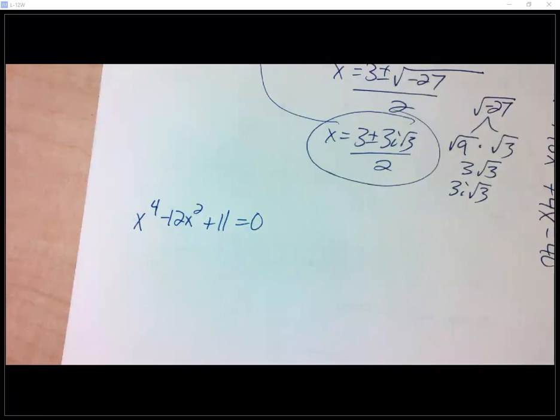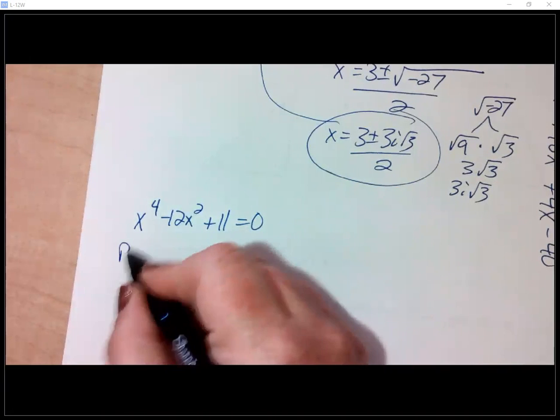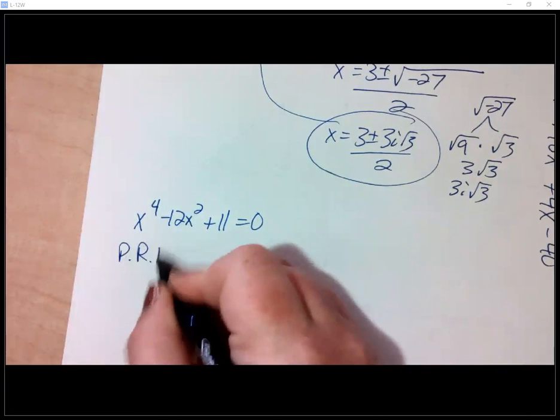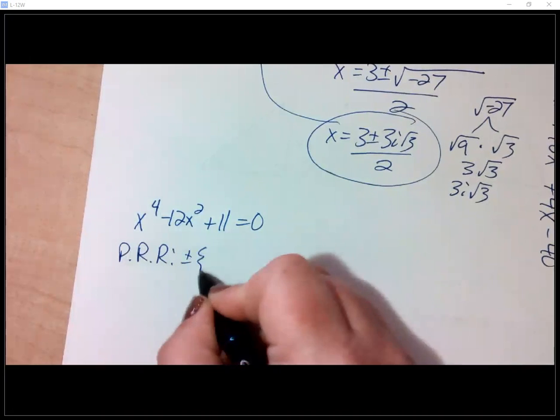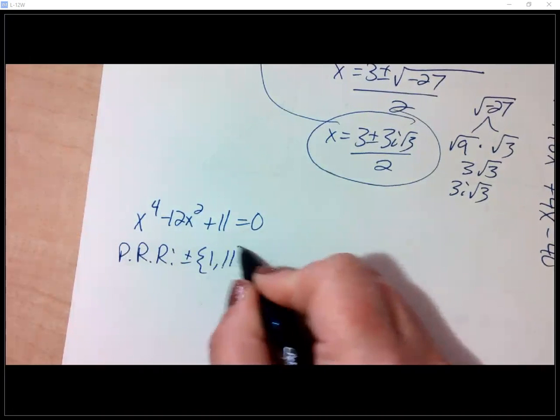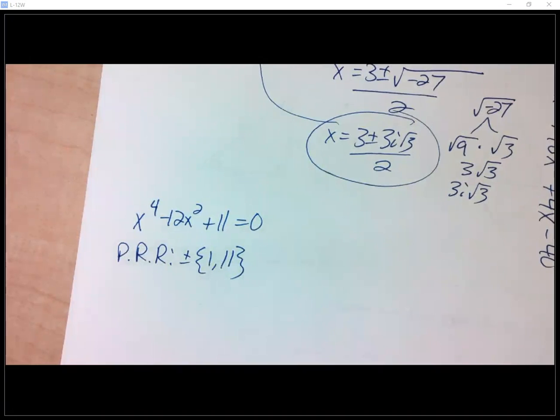There we go. All right. So I guess I would just find my list of possible rational roots. And luckily, 11 is prime, and my lead coefficient is just a 1. So that's it. If I'm going to have any rational roots, it's either positive or negative 1 or 11. So let's just pop them in.